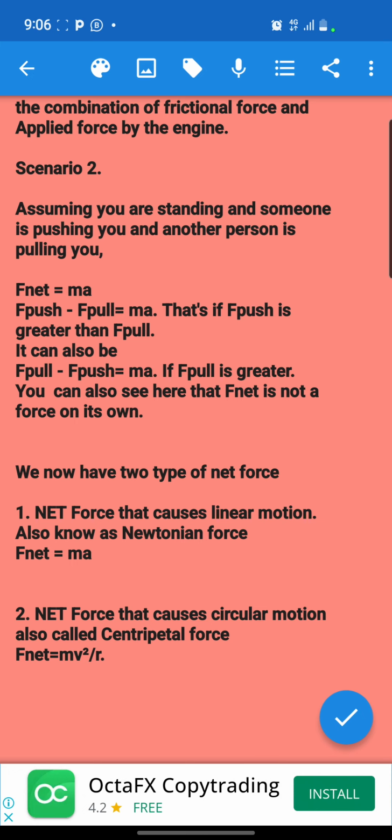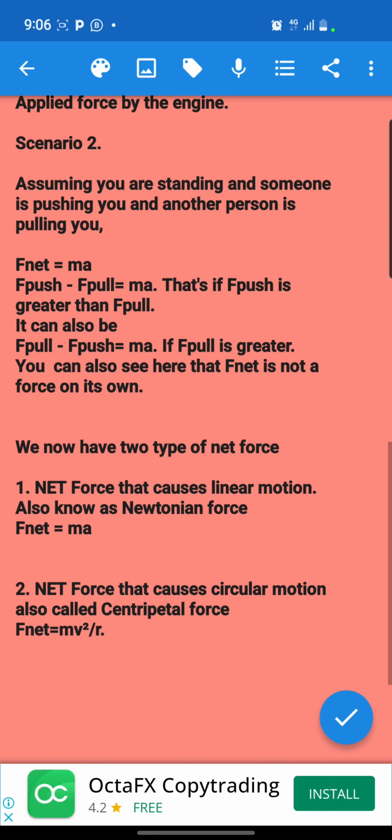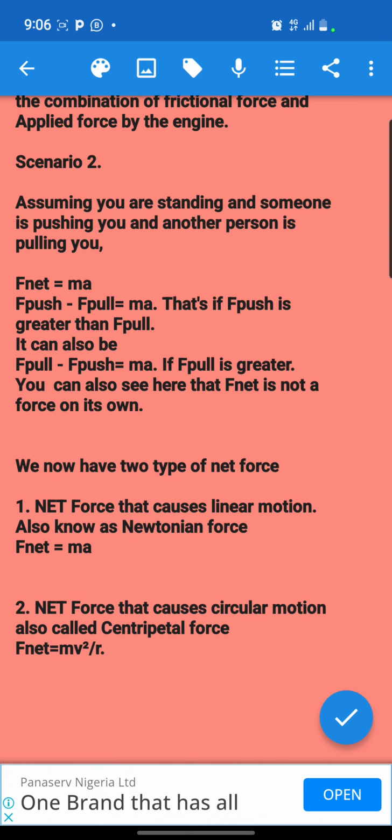If we are saying F push minus F pull, that means F push is greater than F pull. Or we can also say F pull minus F push, that means F pull is greater than F push. So the one that comes first is greater than the second one. If a bigger person is pulling you, it will be F pull minus F push. Or if a bigger person is pushing you, it will be F push minus F pull. I believe you should know that. So F net is not a force on its own. It's the total force acting on the body.